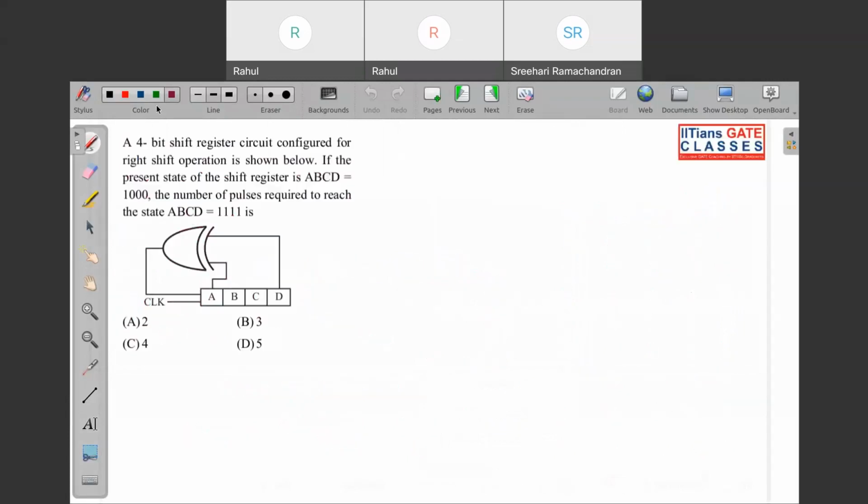Now let us solve a few questions. So this is the first question. See if you can solve this. All the questions I have taken can be solved well within 30 seconds to 1 minute. Okay, not more than that.